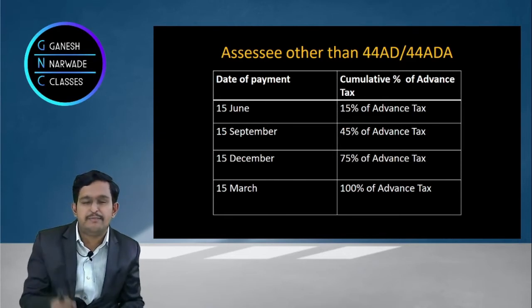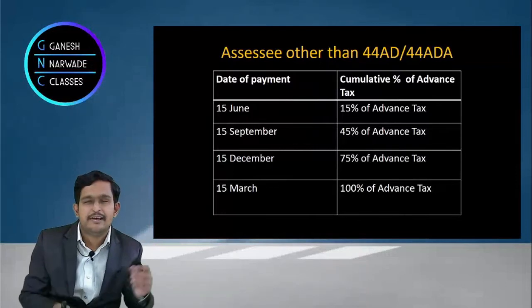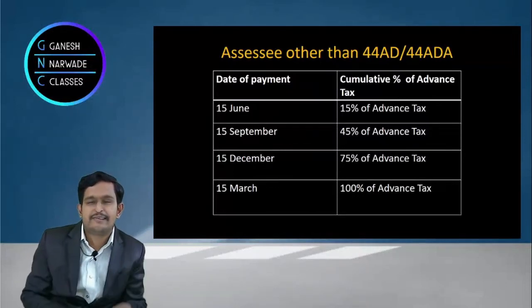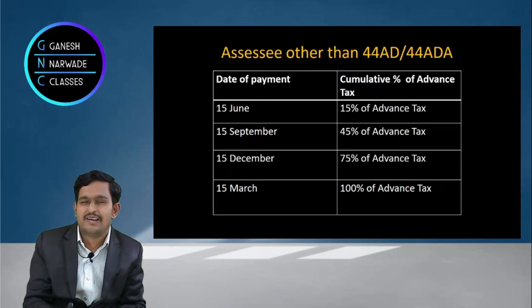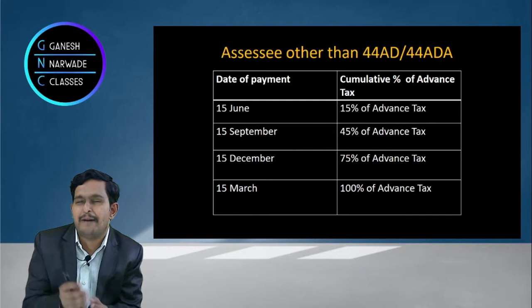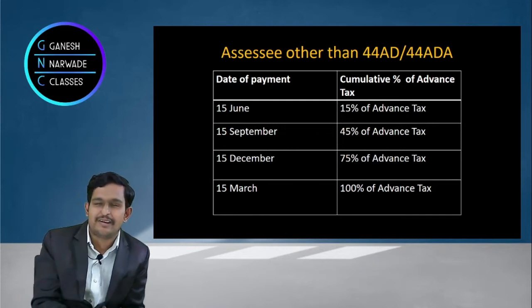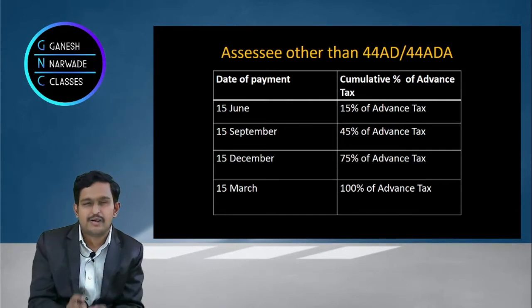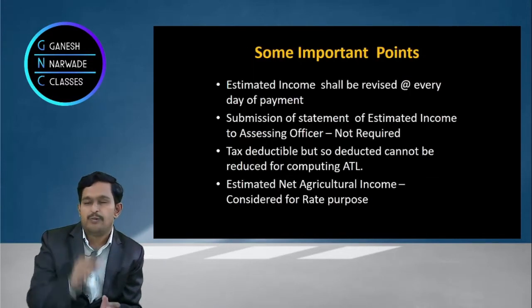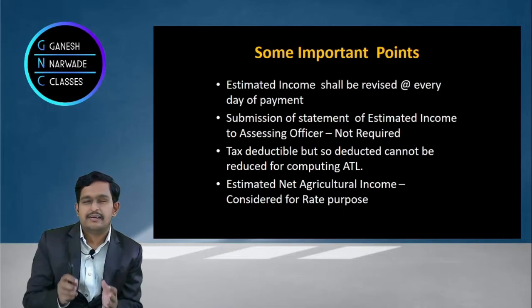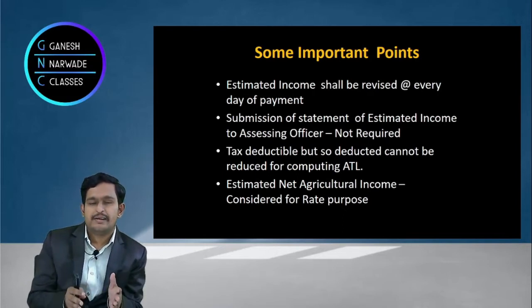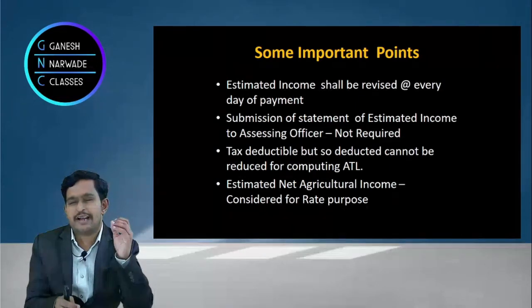15th June 15%, 15th September 45%, 15th December 75%, 15th March of what? Assessment year or previous year? Advance tax re baba, we pay in the previous year. So please remember, 15th March of the previous year only. Okay? Yes sir. And how much? 100%. So this way you have to remember. Clear? Yes sir.